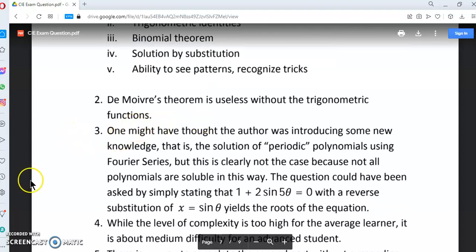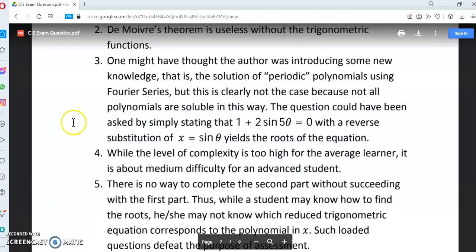And de Moivre's theorem is useless without trigonometric functions. Okay, it's really the trigonometry that works, not i squared equal to -1. It's the trigonometry that you can use to arrive at that, and that's what is used. So one might have thought the author was introducing some new knowledge.